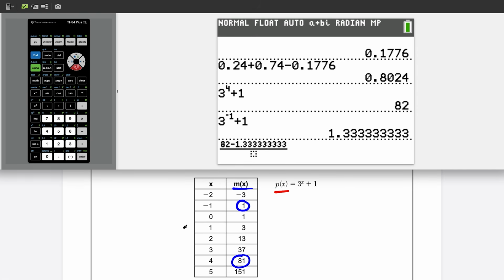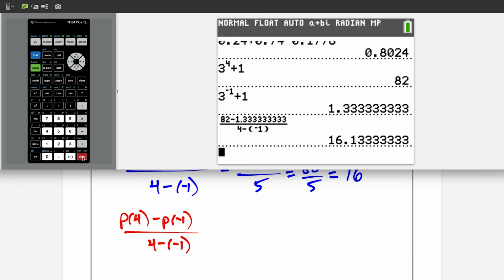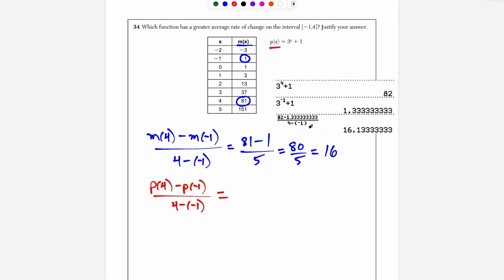And then I'm going to divide by, in the denominator, we have 4 minus negative 1. Okay, so we have 4 minus negative 1, and I'll pretend that I don't know that that's equal to 5. So now I'll just plug in. We have p of 4 was equal to 82, and then we have minus p of negative 1 was 1.3 repeating. Okay, so I have 1.3 repeating like this, and we're dividing by 5, and this simplified to 16. So we have 16.13 repeating.